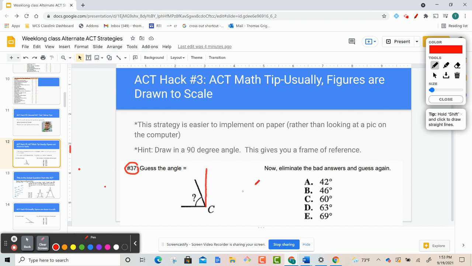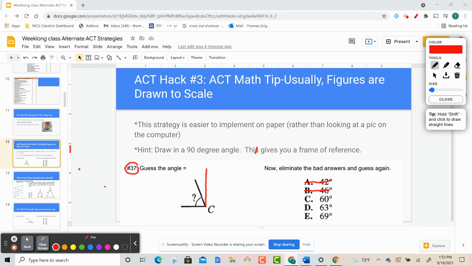Bonus ACT hack. If there's a diagram, skip to the end of the question. Most of the time, all the information that's in the diagram, they're just repeating it in words, and you're just wasting time basically reading this problem. And you can see ultimately they want us to find the measure of angle C.